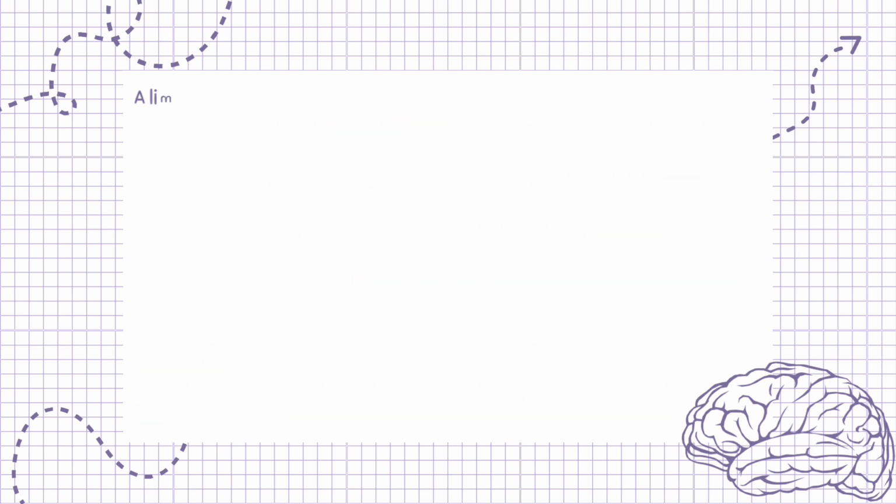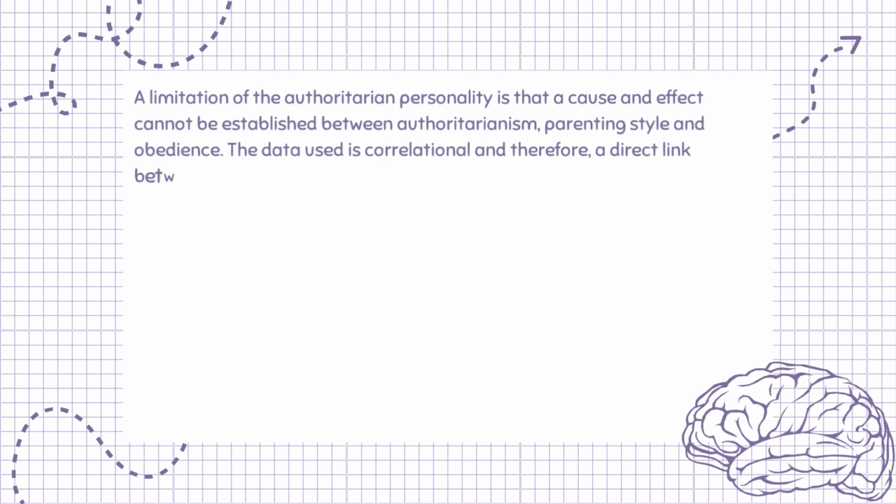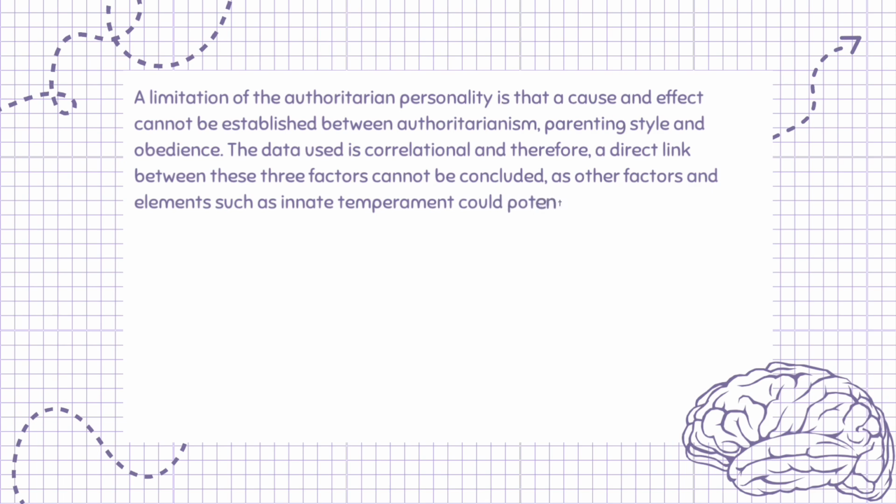A limitation of the authoritarian personality is that a cause and effect relationship cannot be established between authoritarianism, parenting style, and obedience. The data used is correlational and therefore, a direct link between these three factors cannot be concluded, as other factors and elements such as innate temperament could potentially have affected the results.